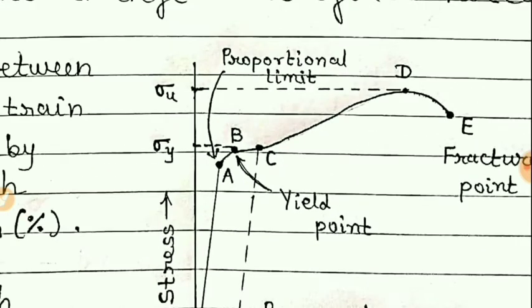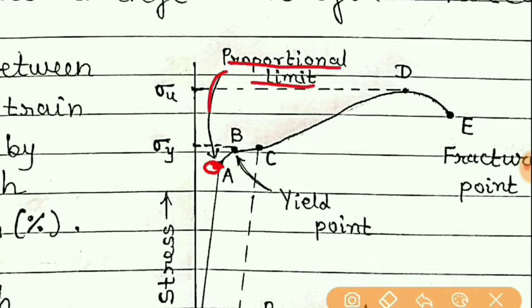So students, here till point A, it obeys Hooke's law, that is stress and strain are proportional to each other. So this point A is known as the proportionality limit or proportional limit. But after A, it is a curved line. So there, this proportionality limit is not obeyed. So Hooke's law is not obeyed from A to B.